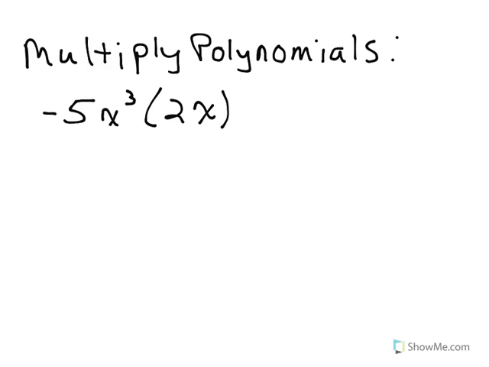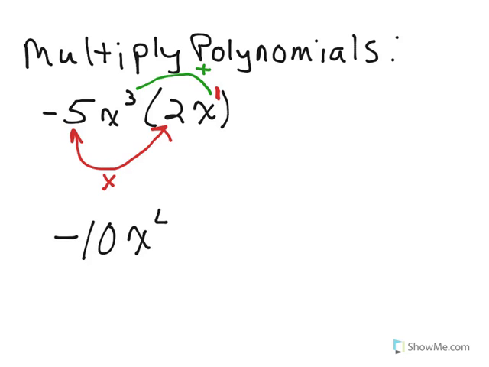Multiply polynomials. Remember, when a variable does not have an exponent, it's really a 1. And when we multiply polynomials, we multiply the coefficients and we add the exponents. So negative 5x to the third times 2x becomes negative 10x to the fourth power.